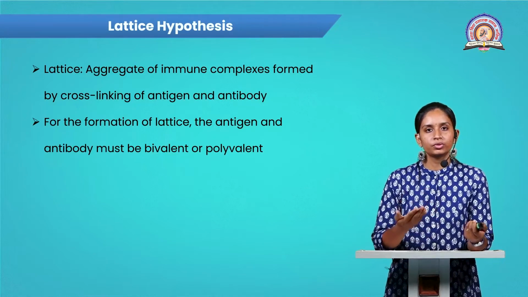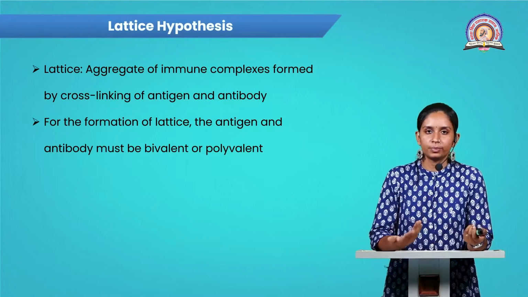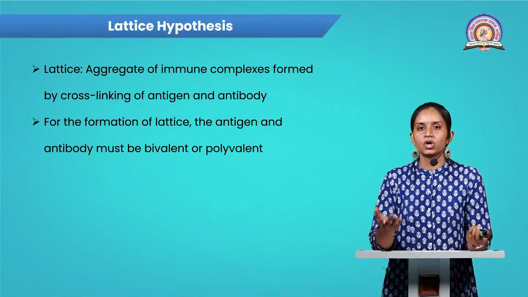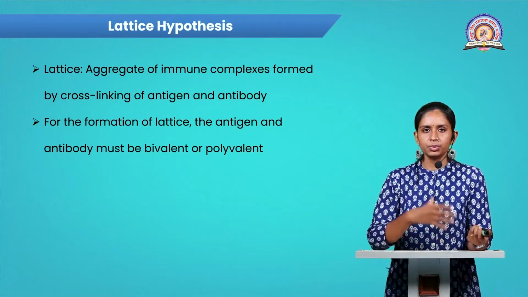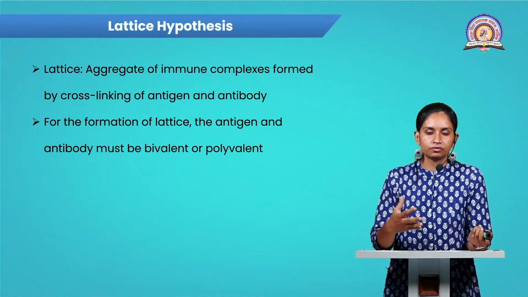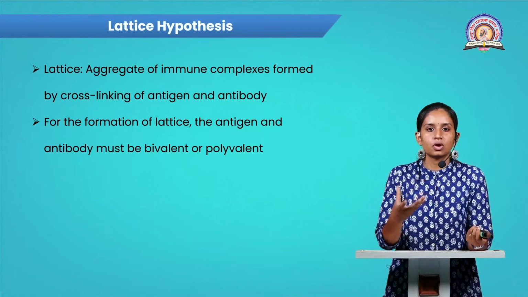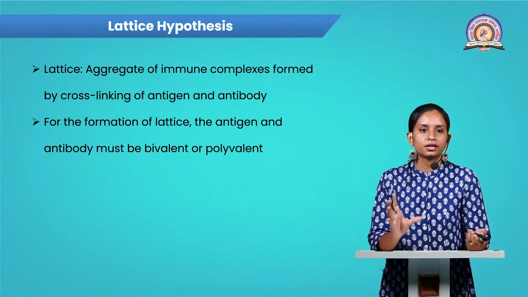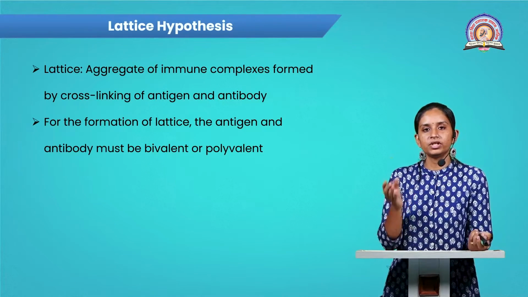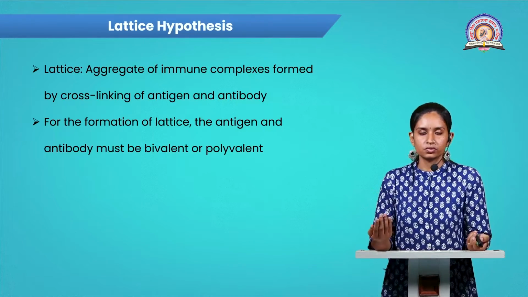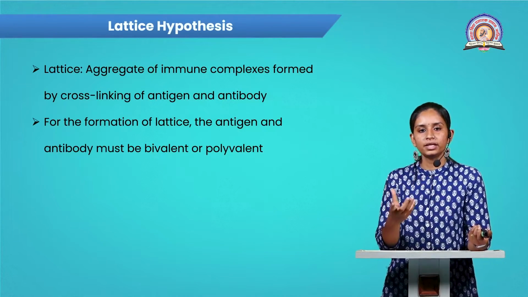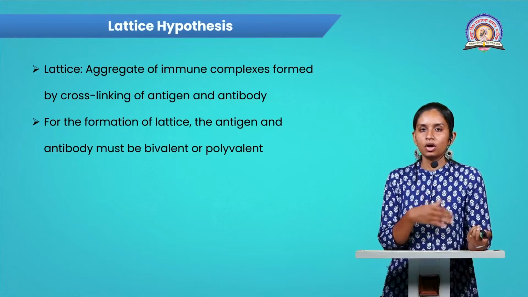Now we are moving to the next concept, that is the lattice hypothesis. When antigen and antibody interact with each other, immune complexes are formed. The ordered immune complexes, or aggregates of these immune complexes, are called lattices, and these are basically formed by cross-linking between the antigen and antibody molecules. For the formation of this lattice, the antigen and antibody must be bivalent or polyvalent.